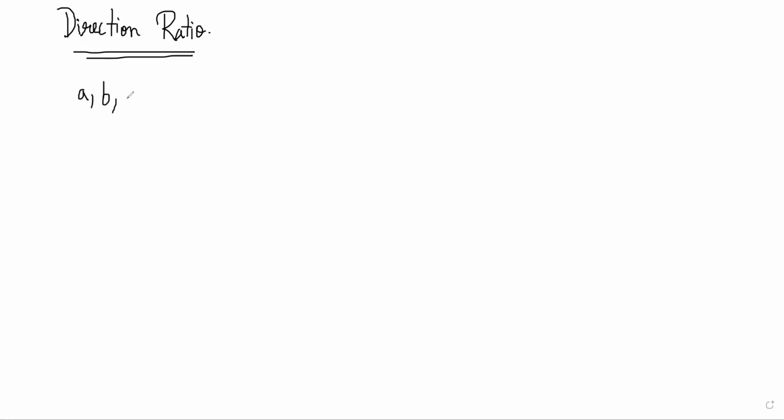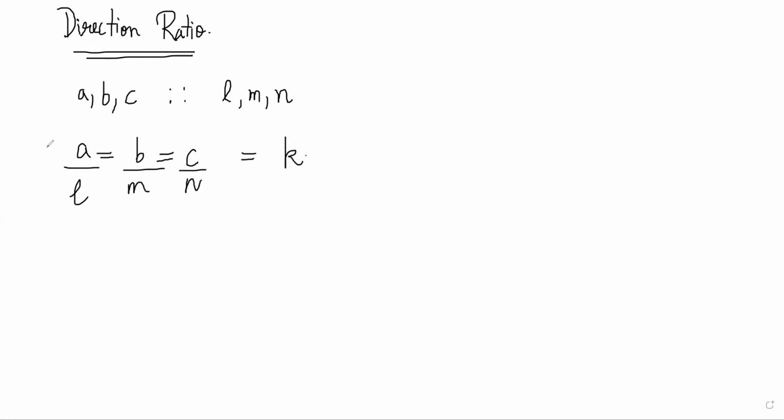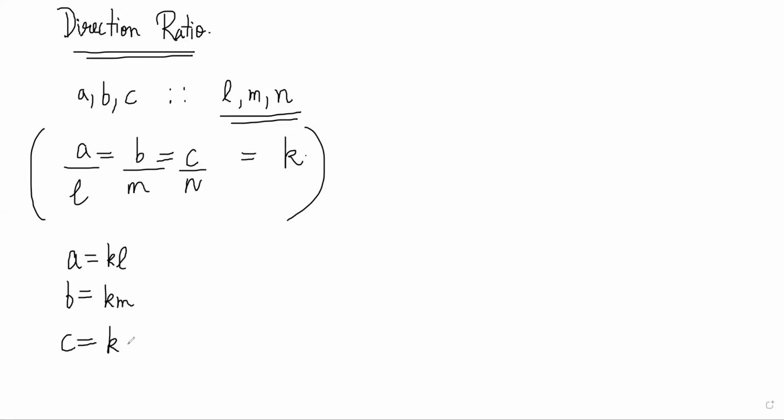Some numbers A, B, C which are proportional to L, M, N basically. That means A by L should be equal to B by M, which should be equal to C by N, which can be called say K. So any three numbers which are proportional to the direction cosines become direction ratios. So A will be some K times L, B will be K times M, and C will be K times N, right?